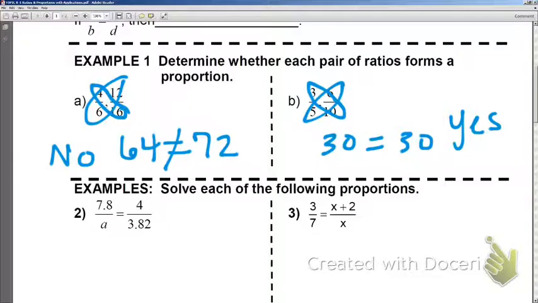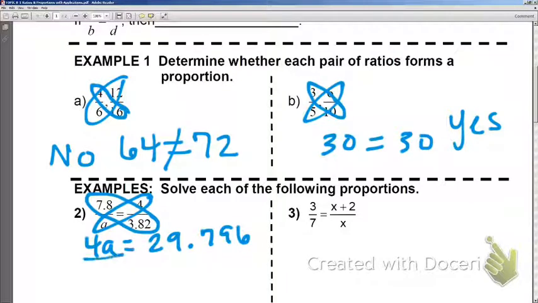On example 2 and 3, we have to actually solve the proportions. Same concept, cross multiply. So 4 times A is 4A. Cross multiply the other side. 7.8 times 3.82 is 29.796. Divide both sides by 4. And A equals 7.449.